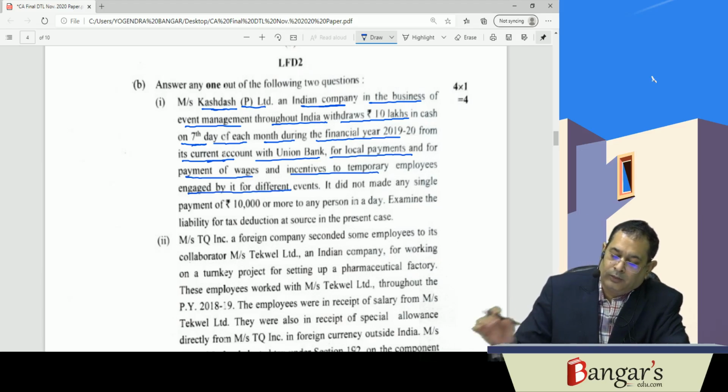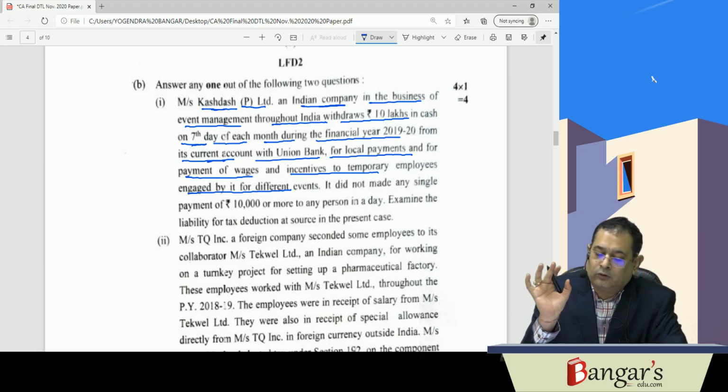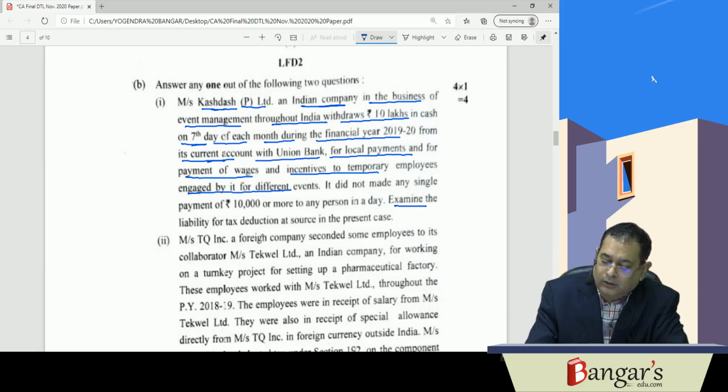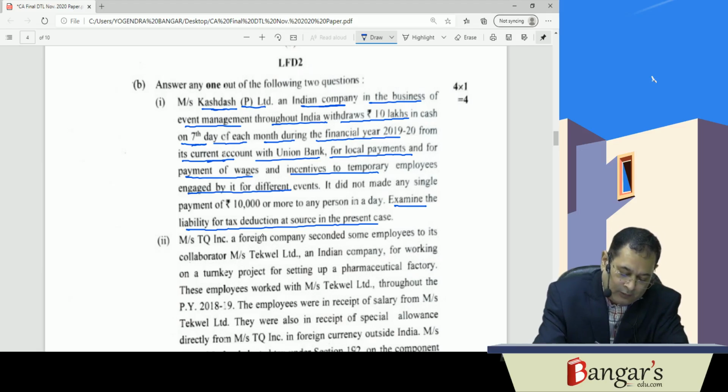It did not make a single payment of 10,000 or more to a person in a day. So the provisions of 40A(3) do not attract. Now they are asking, examine the liability of tax deduction at source in the present case. So we have seen the provisions of section 194N.